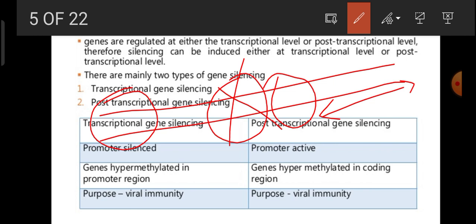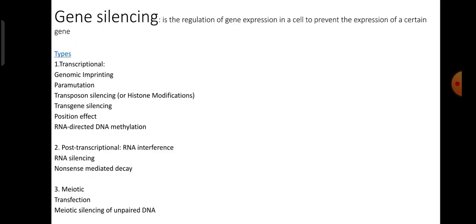The purpose is viral immunity. Similarly, the post-transcriptional gene silencing mechanism is related to promoter activation. Here genes are hypermethylated in the coding region. The purpose is viral immunity. Another kind of gene silencing is also there, that is meiotic gene silencing.